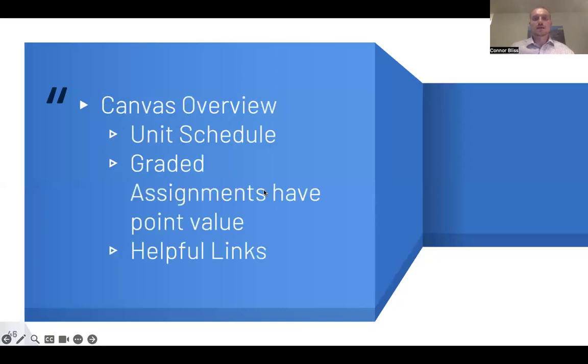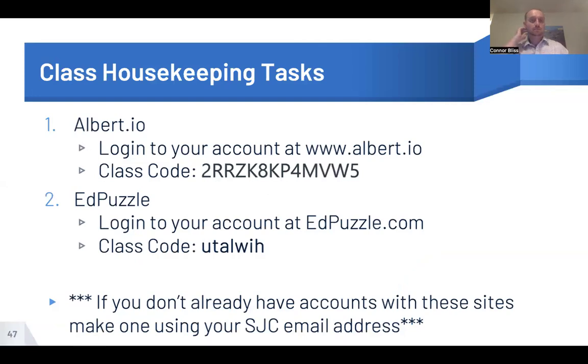So the final thing we'll ask you to do in the remaining time we have is a couple pieces of housekeeping. First, we're going to ask you to log in and create 2 accounts. One is going to be for Albert, one is going to be for Edpuzzle. These codes are included in a Canvas assignment for you. You do not need to do this right this second, but just know that's available. If you have an account from last year, go ahead and use that. If you do not yet have an account with one of these 2, I strongly recommend using your SJC email address, just a little easier to keep track of.